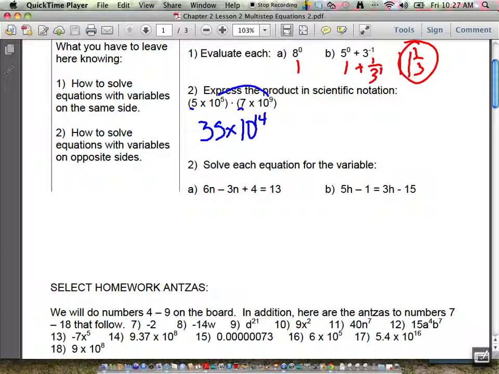Now, the problem is they left it 35. What's wrong with leaving it 35, Elizabeth? Right, it's not between 1 and 10. So I need to divide by 10 to make it 3.5. And if I divide that by 10, what do I need to do on the other side? Multiply by 10. Good. So now I need to add exponents again, and my final answer is 3.5 times 10 to the 15.